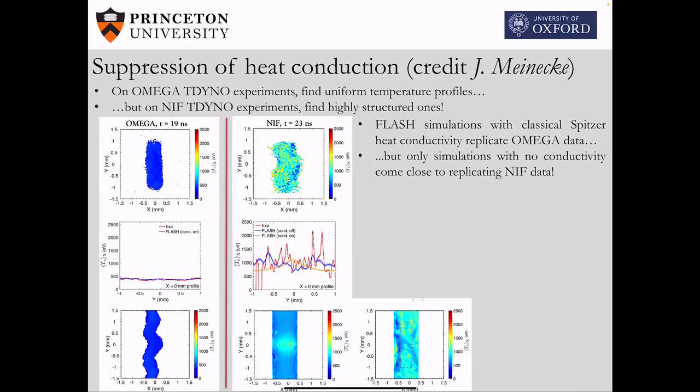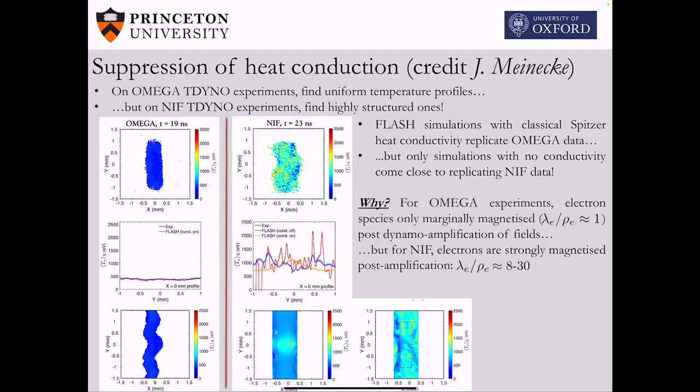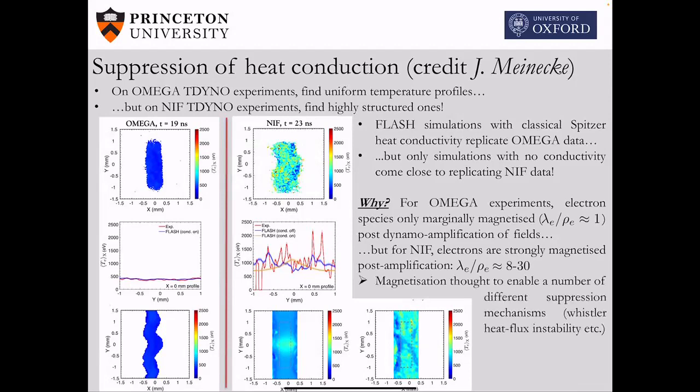And the reason for the difference is that the Omega experiments, as I mentioned, are only marginally magnetized even post-dynamo amplification. But in the NIF case, the electrons are very strongly magnetized post-amplification. So things like the Whistler heat flux instability could well be operating in the NIF case. The issue with the NIF case is that there are all sorts of physics that could be going on. You've got these complicated stochastic fields. You've got potentially these gradients are so large, non-local effects might start to matter.